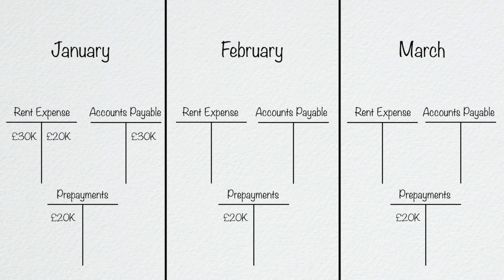Now, when we get to February, we want to recognise £10,000 of the expense on this month's profit and loss. So what do we do? We post another entry. We debit the rent expense of £10,000 because that's the February portion and credit prepayments. This now means that we've got the right amount in February and our prepayments account on the balance sheet only has £10,000 left in it. We repeat this step for March and there we go. £10,000 in each of the months' profit and losses and nothing in our prepayments account.